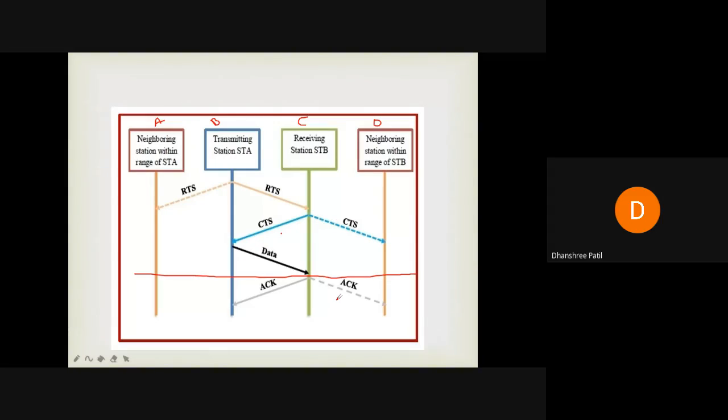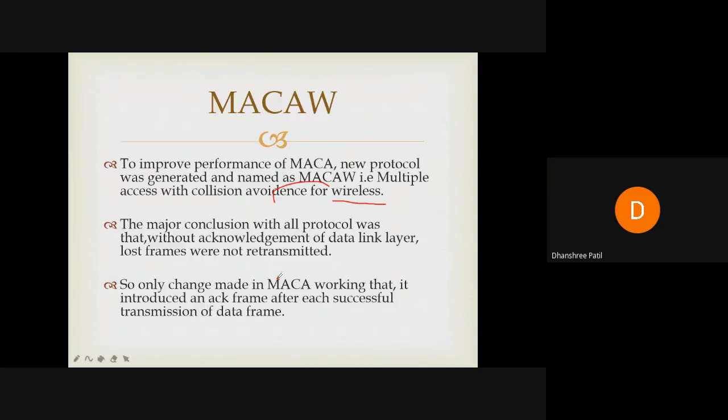So to avoid such type of retransmission problem, acknowledgement after every transmission should be there, and it is added in the second type of protocol, that is nothing but the MACAW. Okay, so the major conclusion with all the protocols that we have seen is that without acknowledgement of the data link layer, lost frames were not transmitted.